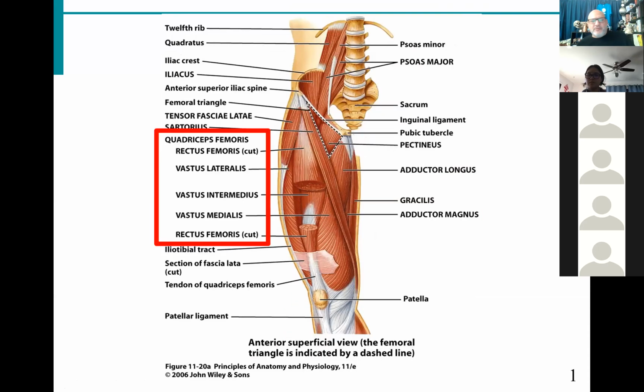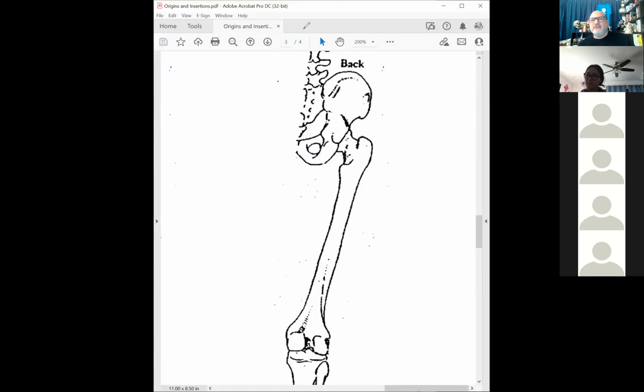All right. One more muscle group we have to get through today. And again, this one, while scary, is actually pretty easy. And it is the quadriceps femoris. How many muscles make up the quadriceps femoris? Four. Four. Excellent. All right. Hence the name.